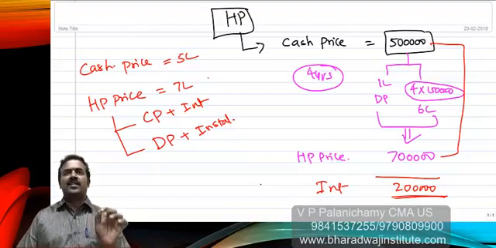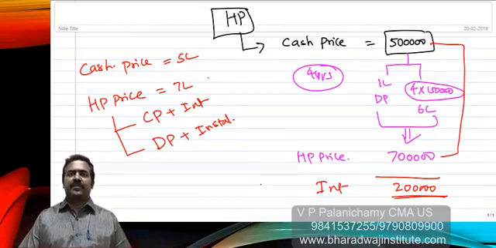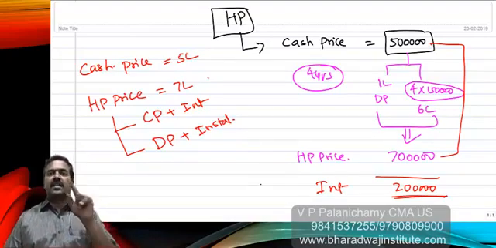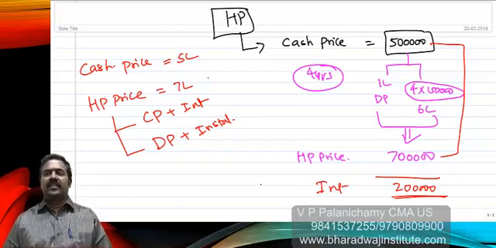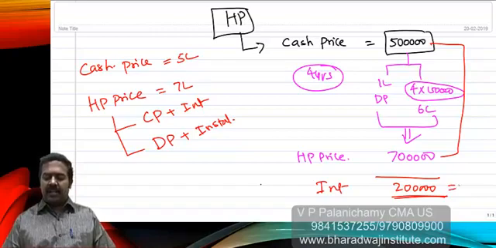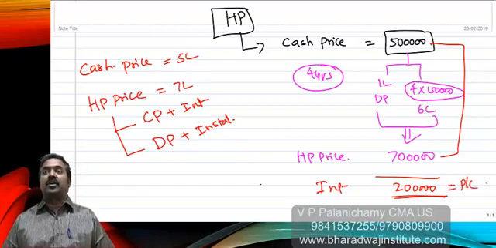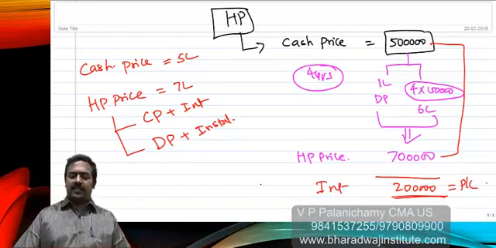7 lakhs. What is the cost of asset for you? Is it 5 lakhs cost of the asset or 7 lakhs cost of the asset? 5 lakhs is the real cost of the asset. That extra 2 lakhs you are paying because of your financial arrangement. That interest will be taken to P&L account. Interest will be taken to which account? P&L account as an expense.